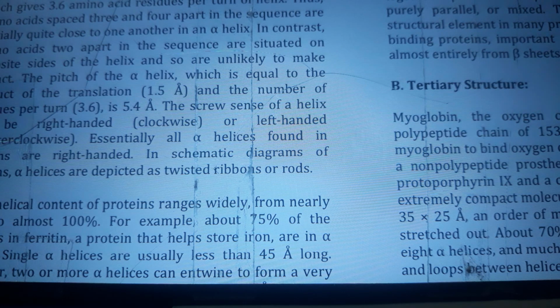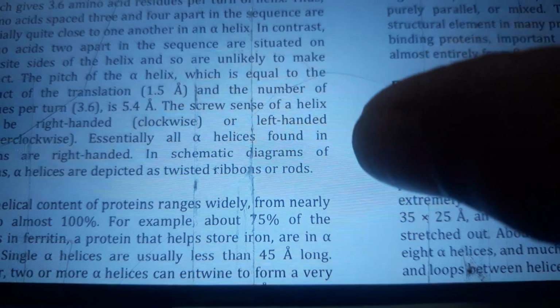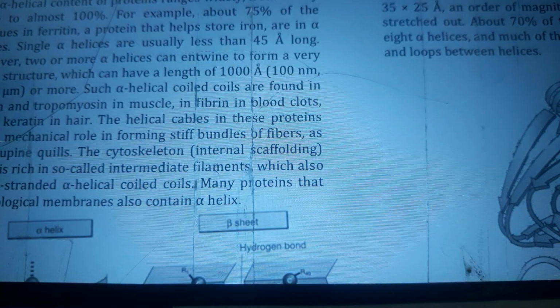In schematic diagrams of proteins, alpha helices are depicted as twisted ribbons or rods. The alpha helical content of proteins ranges widely from nearly none to almost 100%. For example, about 75% of the residues in ferritin, a protein that helps store iron, are in alpha helices. Single alpha helices are usually less than 45 angstrom long.